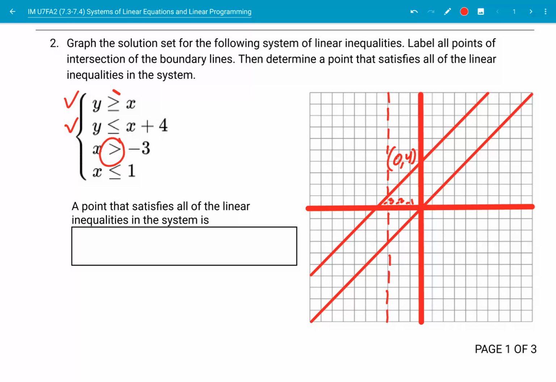And then we go to x is less than or equal to 1, which is right here, and this is going to be a solid line. So right here.